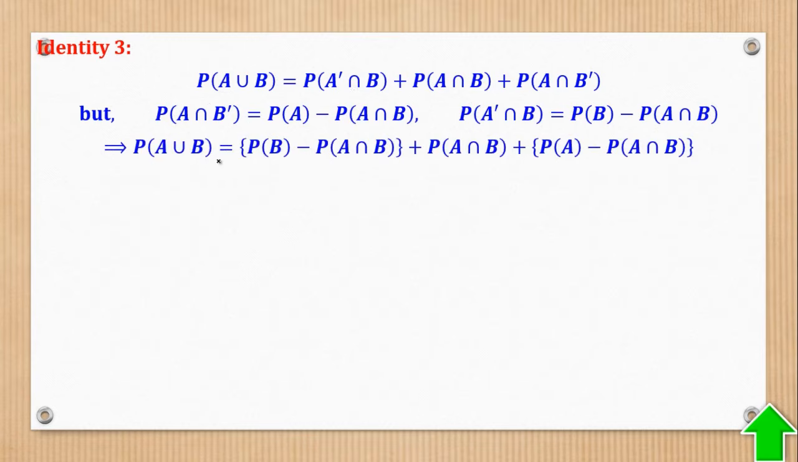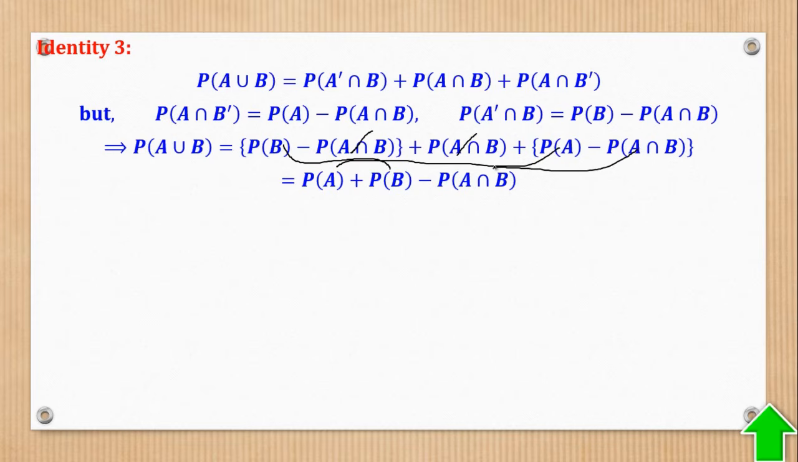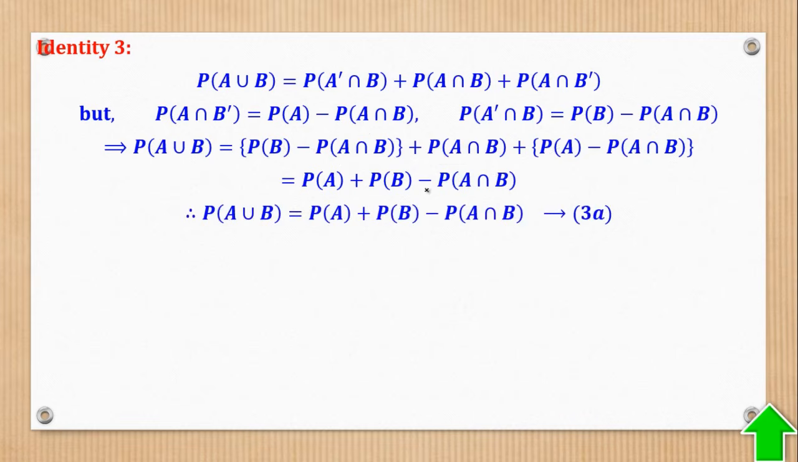Okay. The next step is to collect like terms. You realize that this one and this one can cancel. So I'm going to remain with probability of A, probability of B, and this minus probability of A intersection B. So this is the identity we shall use more frequently.